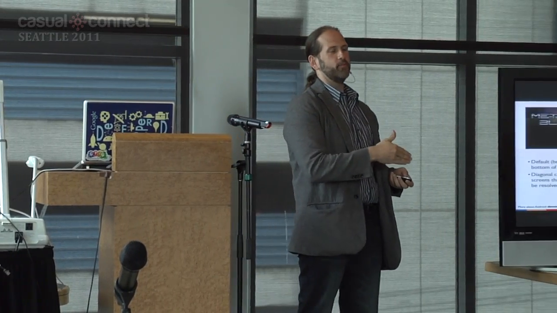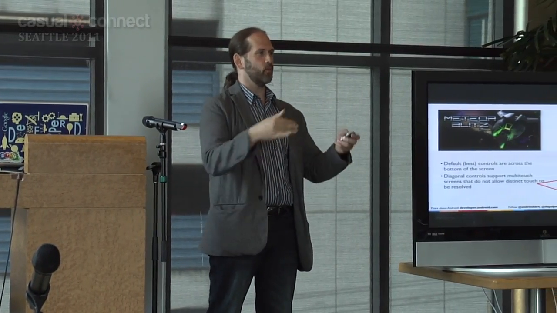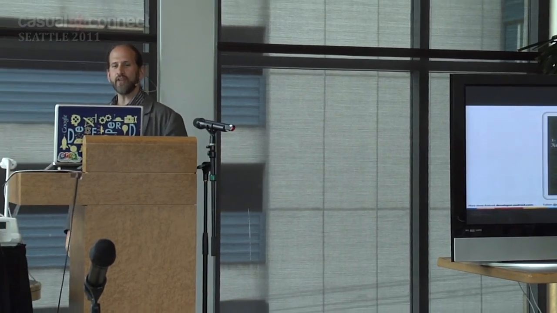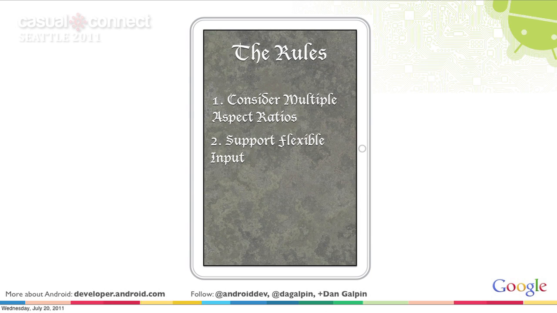There are other things people can do as well. Certainly taking advantage of things like hard keys and trackballs and stuff like that to give people the ability to work around this is useful. The good news is that these devices are mostly going away. People have decided if they want multi-touch, they want real multi-touch. But there's still some out there, so it's worth considering. So the secondary rule, on our slate that fell from the sky, is support flexible input.